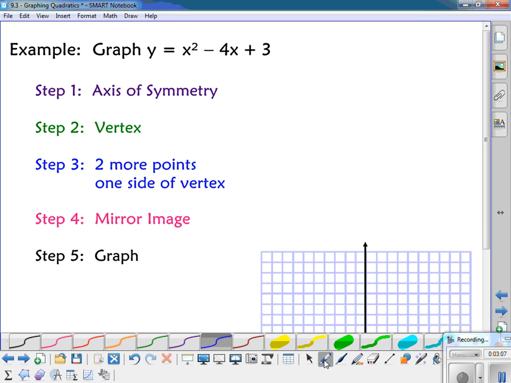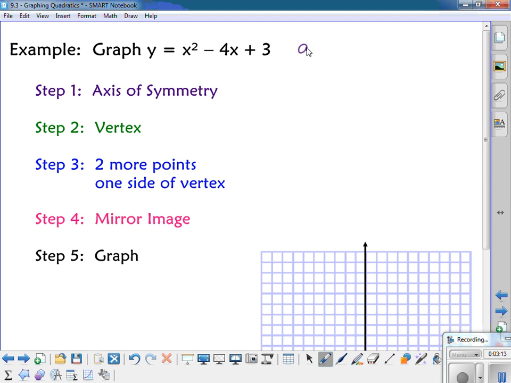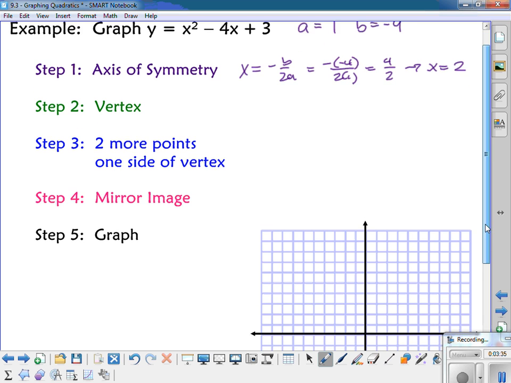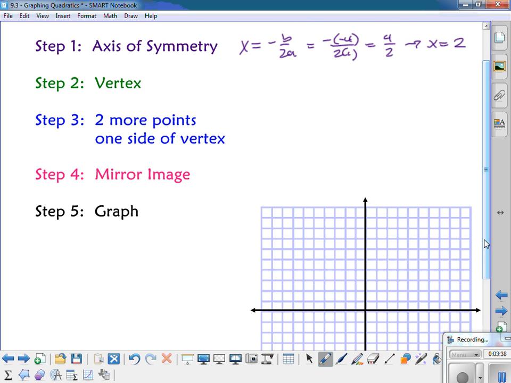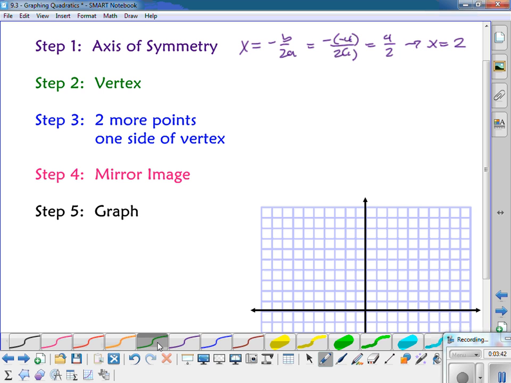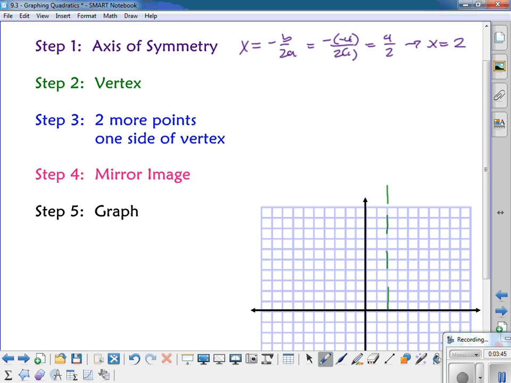All right, so let's start with the axis of symmetry. So I know that in here a is equal to 1 and b is equal to -4, so my axis of symmetry is x equals -b over 2a. So the negative of -4 over 2 times 1 comes out to 4 over 2, and so x is equal to 2 is my axis of symmetry. So I can go ahead and draw that down here on my graph. It's a vertical line, x equals 2. And that's my axis of symmetry.